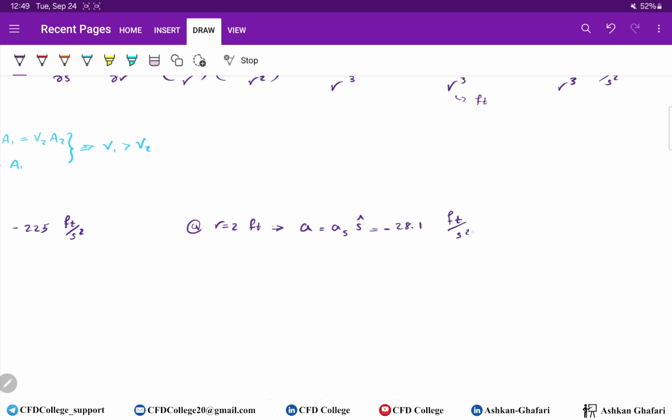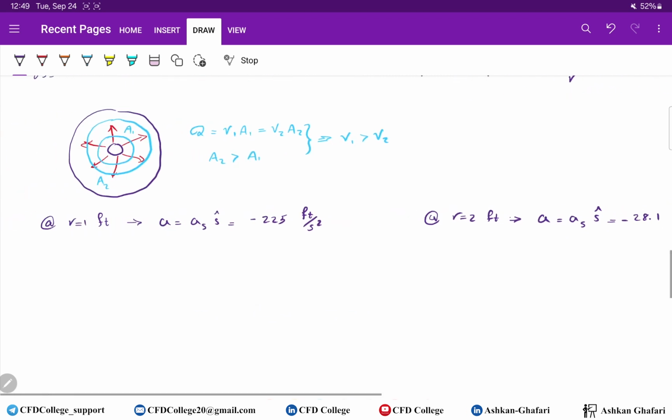Feet per second square, and at r equals 3 feet, a equals as in a streamline direction equals minus 8.33 feet per second square.